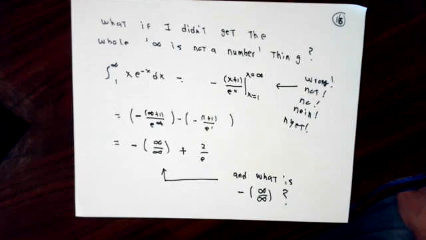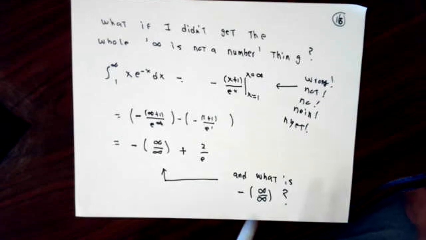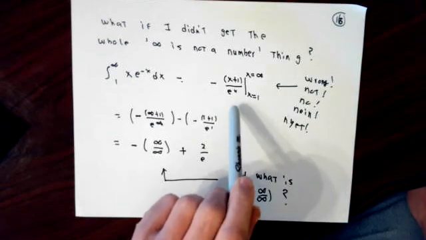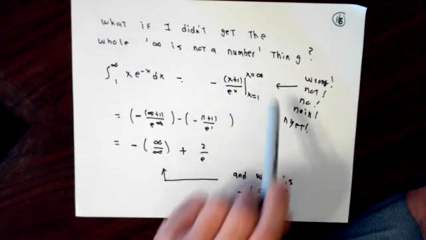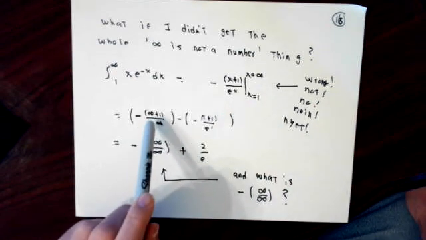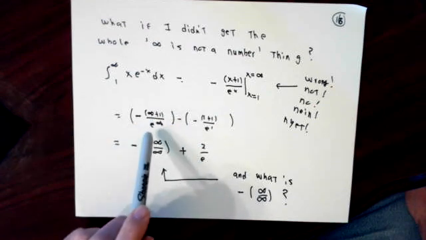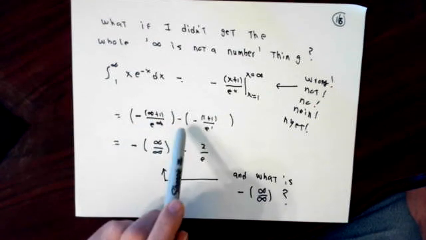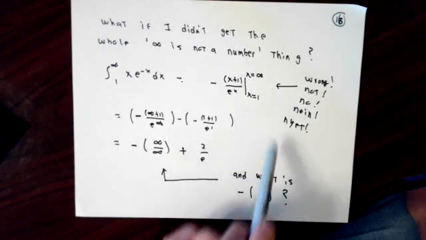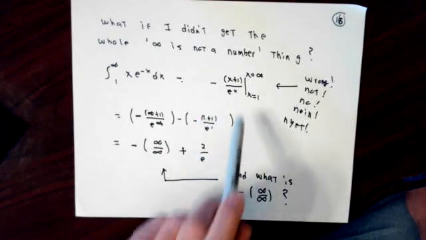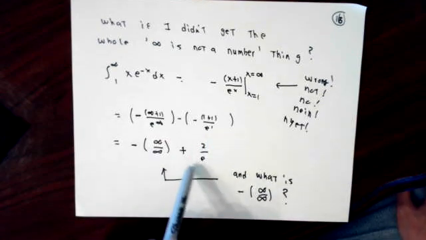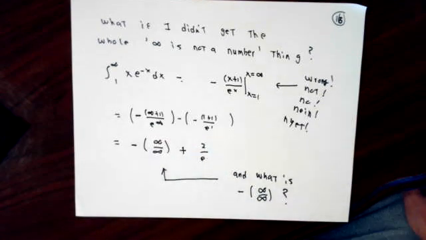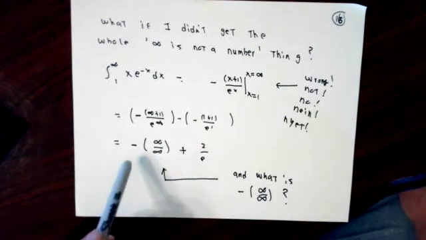Infinity is not a number. You can't treat it like a number. Generally speaking, it doesn't work. But anyway, I'm going to take negative of x plus 1 over e to the x and stick the infinity symbol into it. That would be negative of infinity plus 1 over e to the infinity, minus, and then I'll stick the x equals 1 into it, 1 plus 1 divided by e to the 1. Just as before, this term doesn't bother me. I'm completely fine with this. This one does bother me.